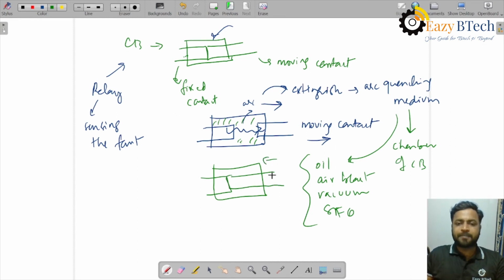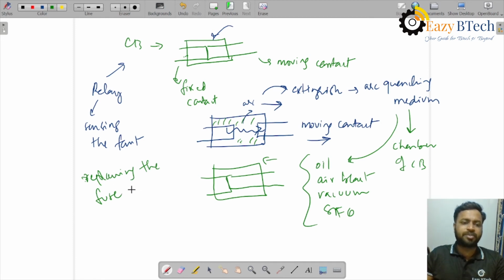So this can be done by an operator. After clearing the fault, the operator can close it manually, or he can also operate the circuit breaker by using a remote control. Okay, here we need to keep in mind that replacing the fuse or rewiring the fuse, in case it is a rewirable fuse, or in case it is a cartridge fuse, we just replace the cartridge.